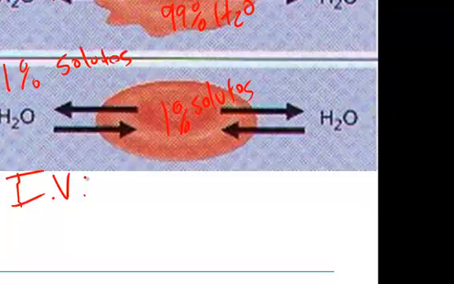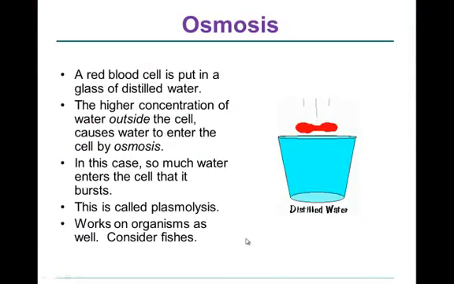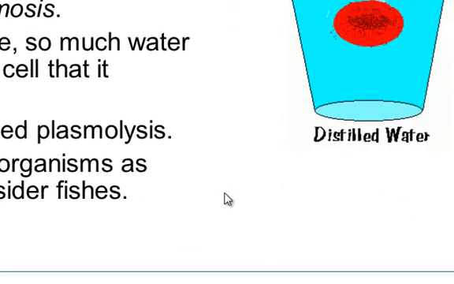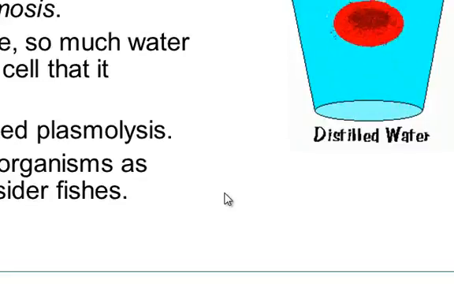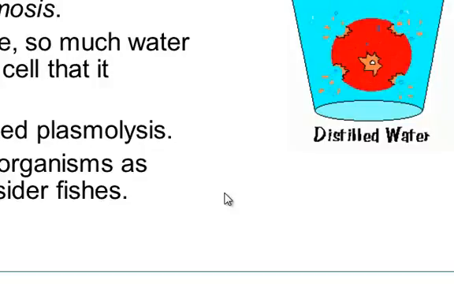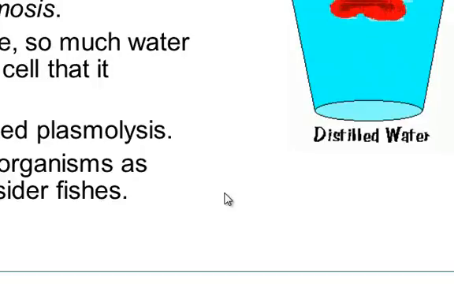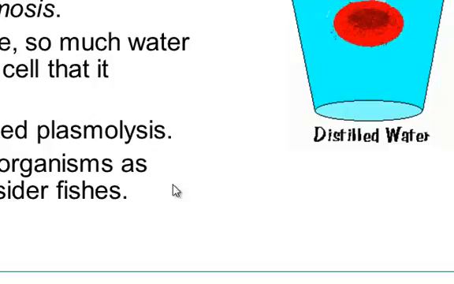Now, these terms can also be applied in other cases. This is just an animation showing the one case that we saw. In this case, we're placing the cell into a hypotonic solution, into distilled water. And what happens in this case, of course, is the cell swells. In this case, the cell bursts, and this is called plasmolysis. Oops. And this also works on organisms.